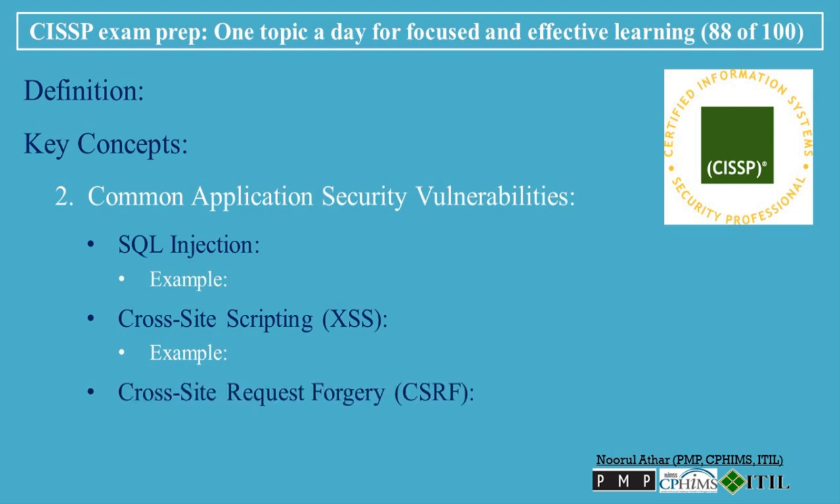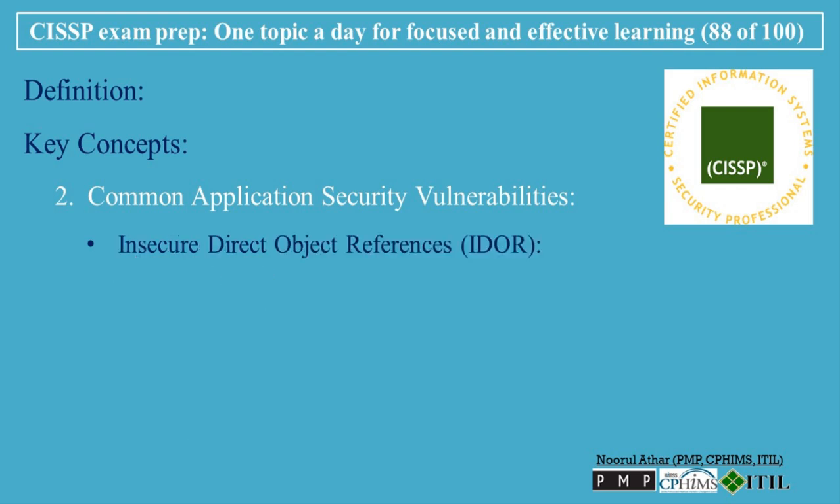Cross-site request forgery (CSRF). CSRF attacks occur when attackers trick users into making unwanted requests to a web application where they are authenticated. This can lead to unauthorized actions, such as changing account settings or transferring funds. Example: an attacker sends a user a malicious email containing a hidden link that, when clicked, performs unauthorized actions on a banking website where the user is logged in.